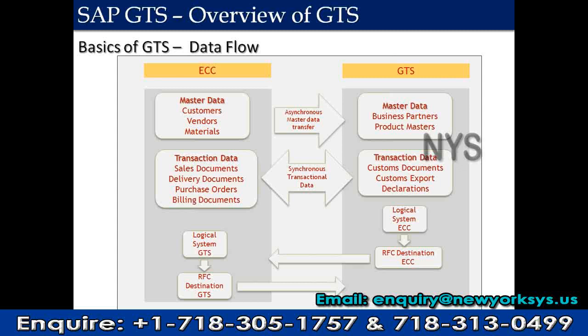Okay. So next is the transactional data, which is sales order processing, delivery document, purchase order, billing documents. So all these are synchronous data. Okay. So sales documents and the delivery documents are called, in GTS, the customs document. Purchase orders, sales document, delivery document, purchase order are called the customs document, and billing documents are called the custom export declaration.